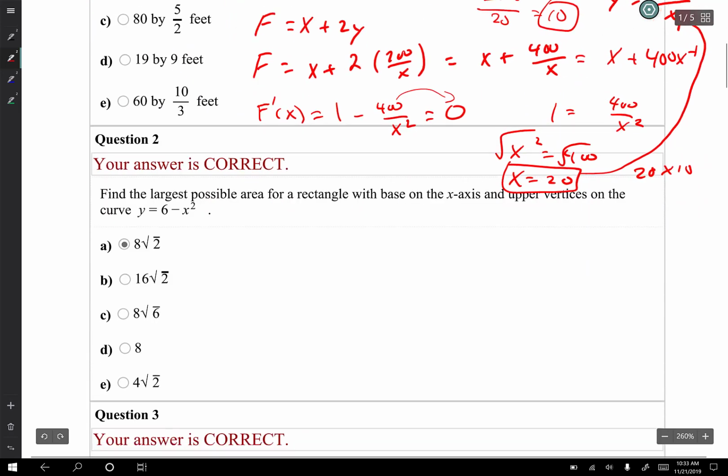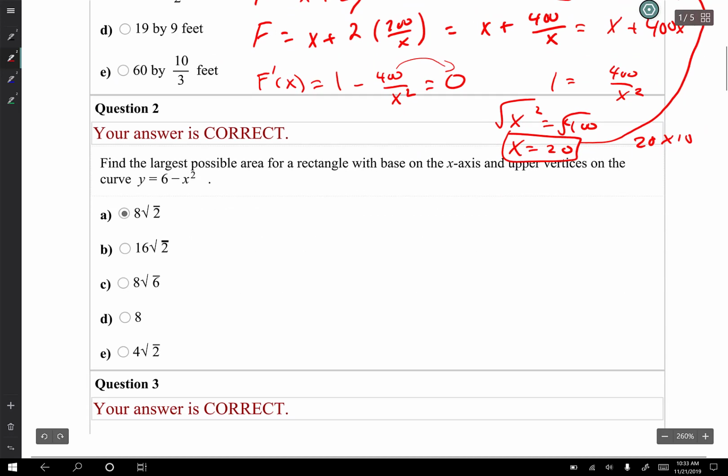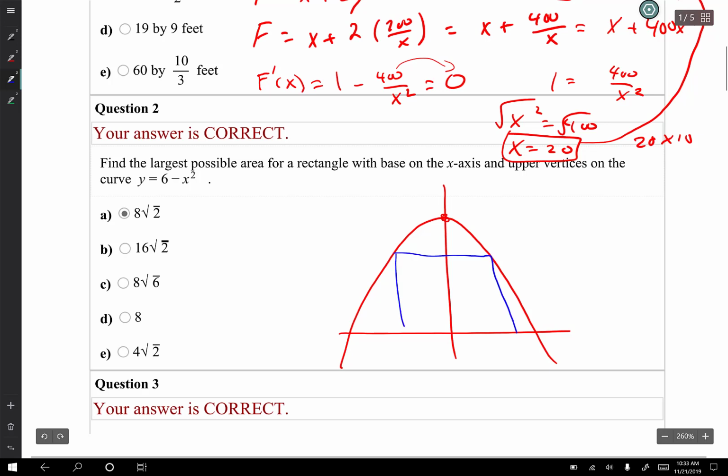Find the largest possible area for a rectangle with a base on the x-axis and upper vertices on this curve. So that curve looks like this, guys. It's just like our example, really. It might be the same one. I'm not sure. I don't remember. I'm trying to make the vertex right on the y-axis. I didn't succeed. That's okay, though, because I've never been really good at drawing. I did not score very well in my university drawing course.